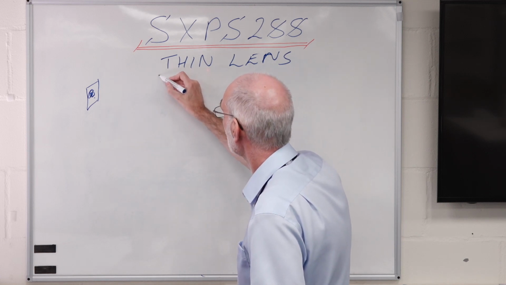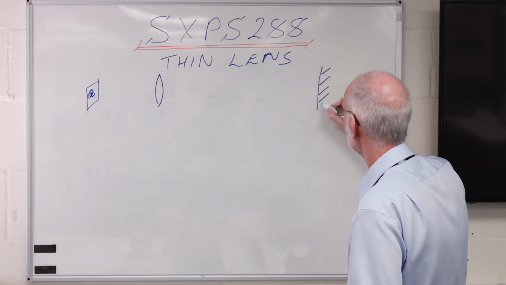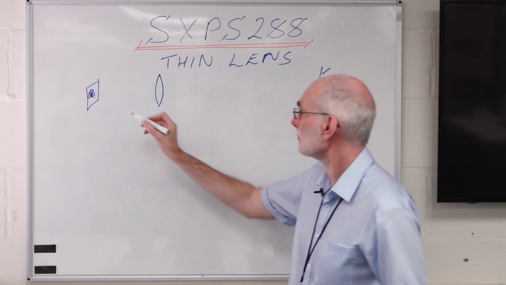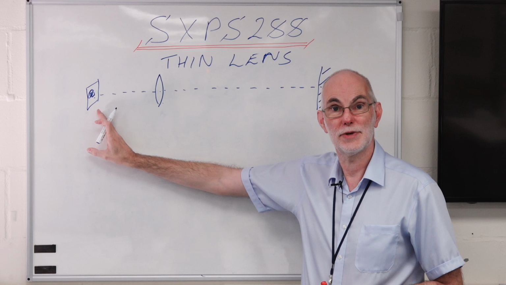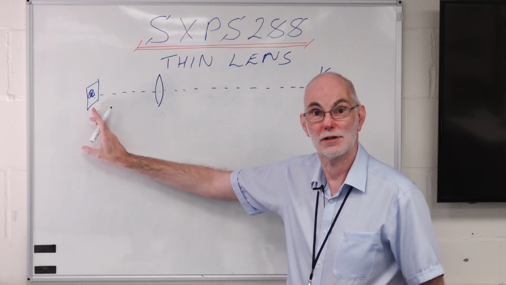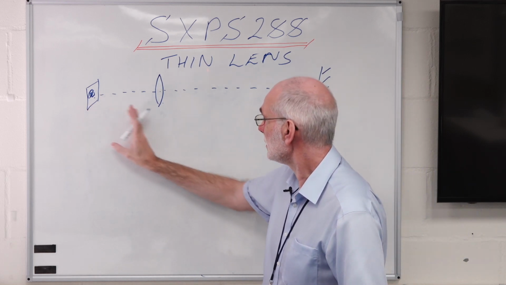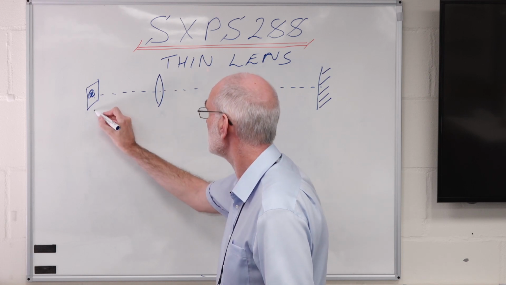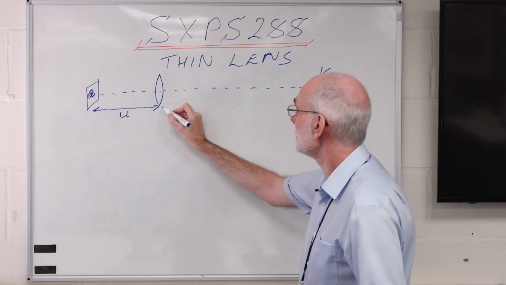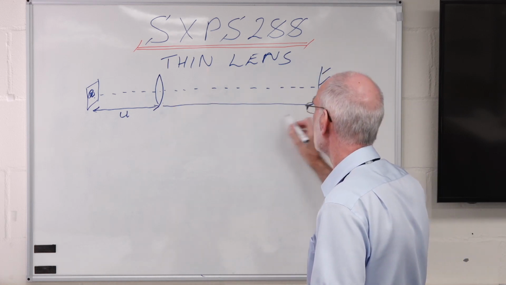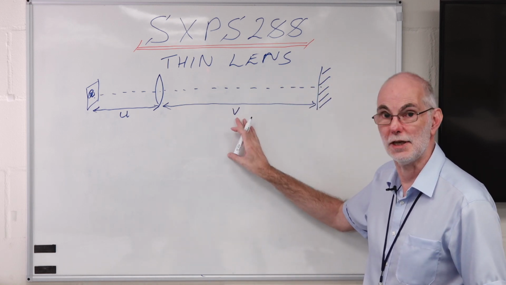That then passes through a lens, and the image is formed onto a screen. So in order to form a sharp image, there's a relationship between the positions of the object, the lens, and the screen that's going to receive the image. So the distance from the slide to the lens, that's the object distance, and we call that u. The distance from the lens to the screen is the image distance, and we call that v.